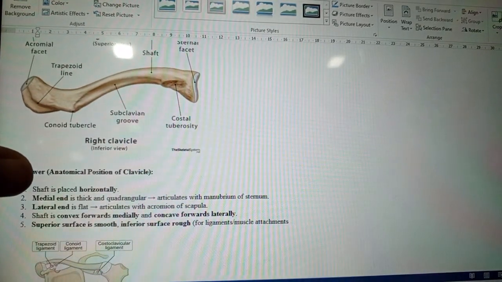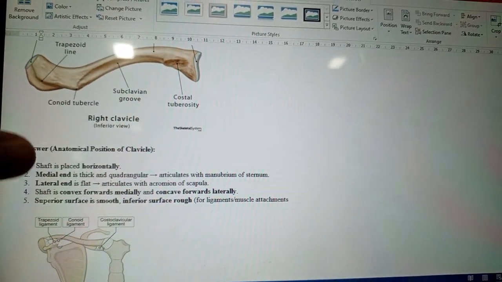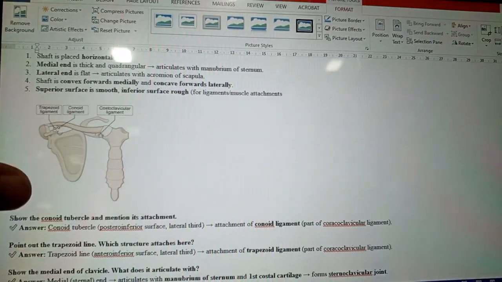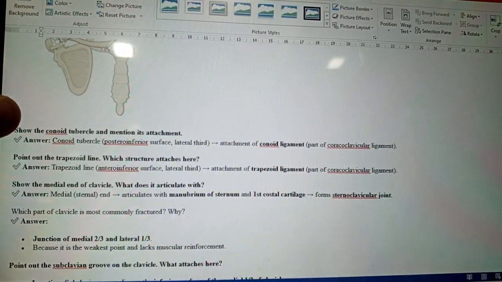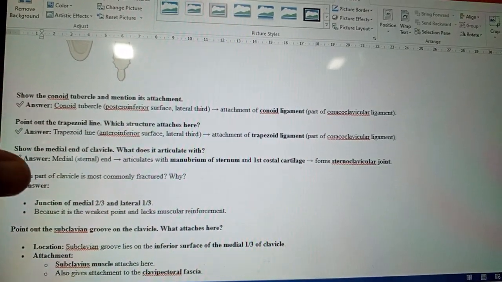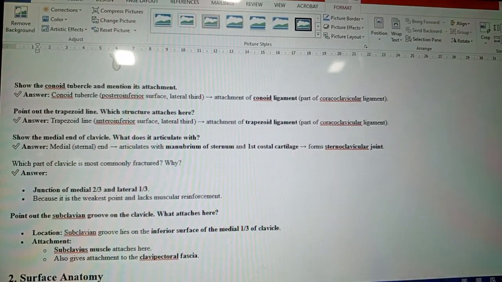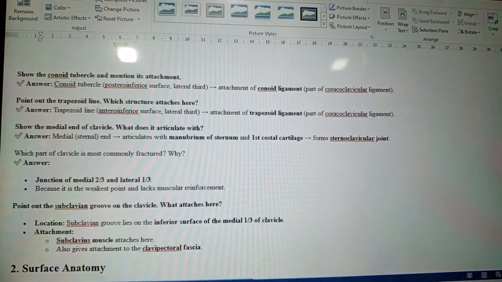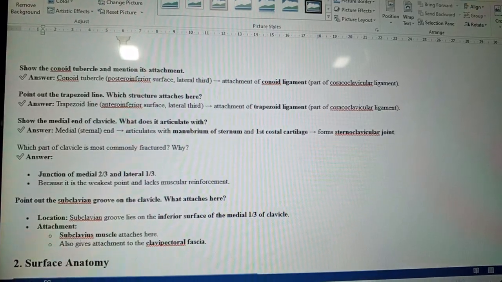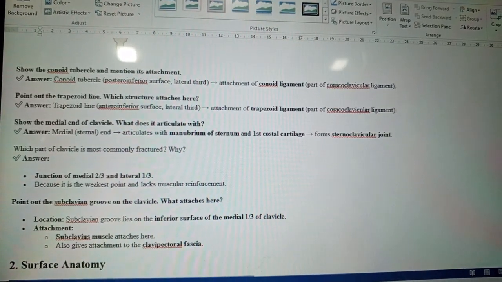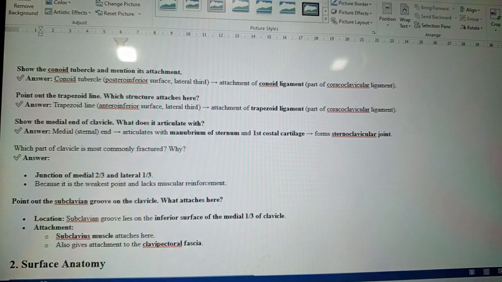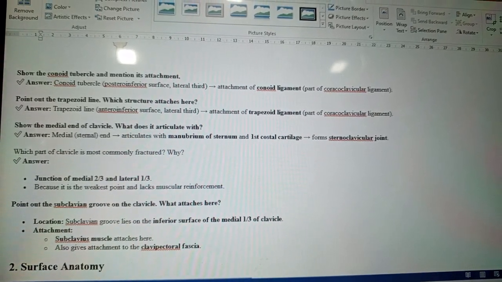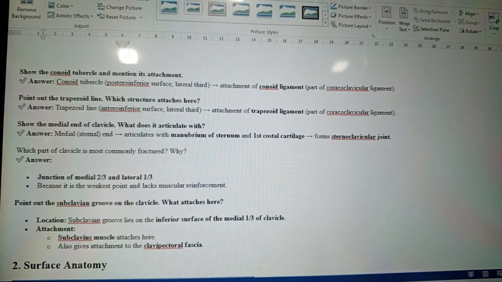The shaft is convex forward medially and concave forward laterally. The superior surface is smooth. The inferior surface is rough for ligament and muscle attachments. Now the facilitator can ask you on the clavicle to show the conoid tubercle and mention the attachment. On the conoid tubercle, the conoid ligament is attached, and on the trapezoid line, the trapezoid ligament is attached. At the medial end, the manubrium of the sternum articulates with the first costal cartilage to form the sternoclavicular joint.